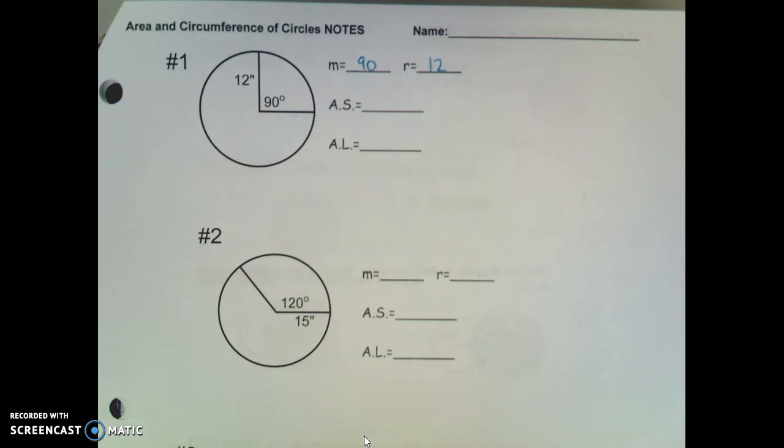Take a moment now to pause this video and try these 4 problems out. Once you have finished, play the video, and I'll have solutions.